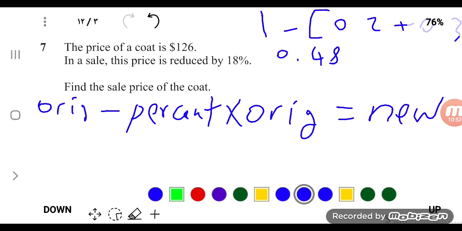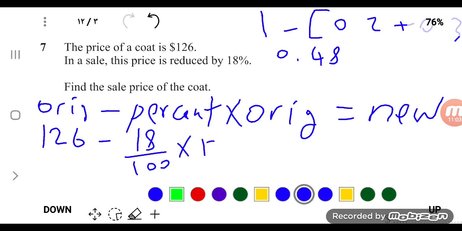Original is 126 minus percent times original. Percent is 18. Percent means over 100. Times original 126. Then you get on the calculator, you get the answer. It becomes 103.32.